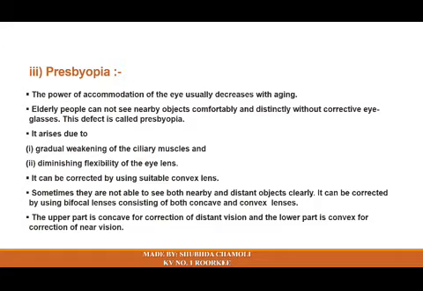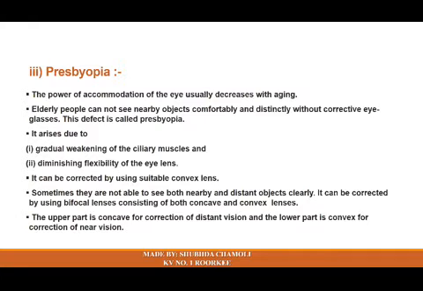Now the third type of vision defect is presbyopia. As we age, the power of accommodation of our eyes decreases. The elderly people cannot see nearby objects very comfortably and distinctly, and for this they need eyeglasses. This defect is called presbyopia.